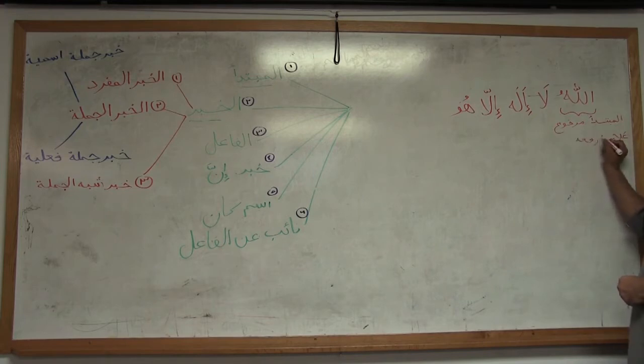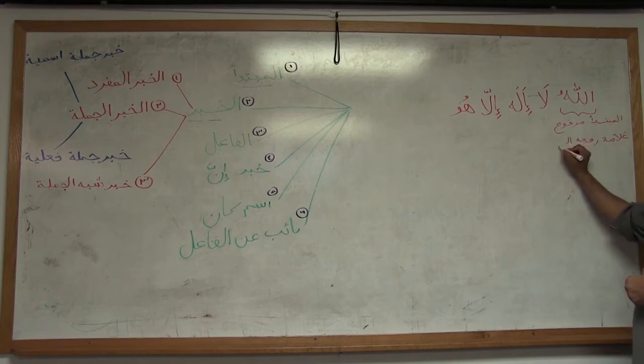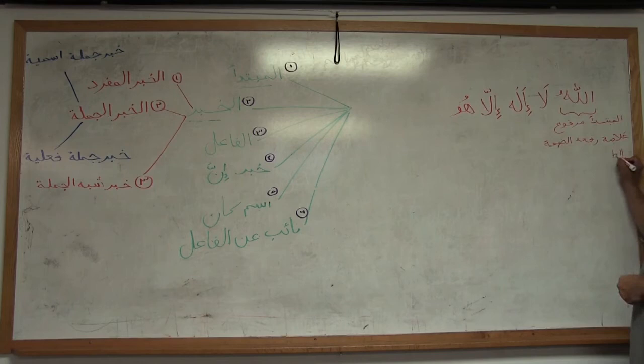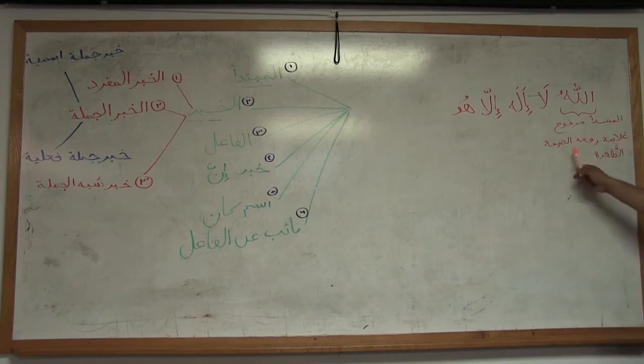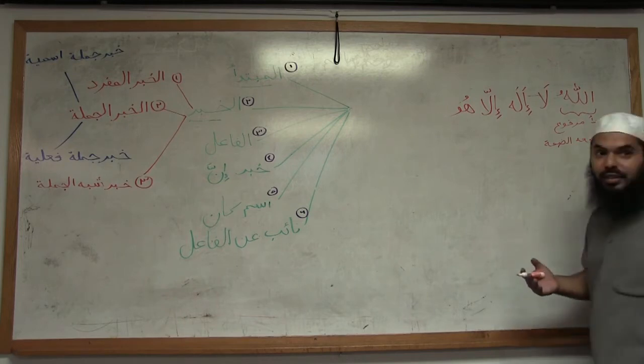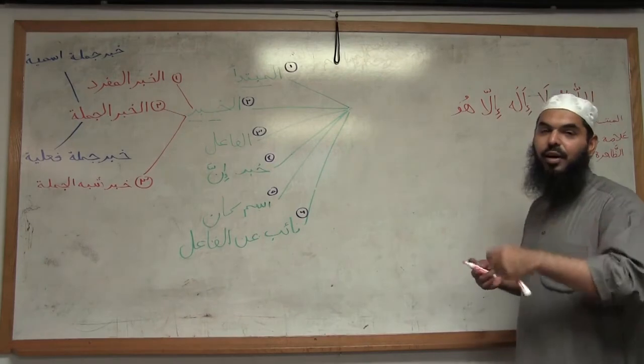علامة رفعه الضمة الظاهرة. Excellent. Who said that? Maslah? Good job. Alright. Hey you, where is your khabar? The jumla ismiya must have what? Khabar. Where's your khabar?